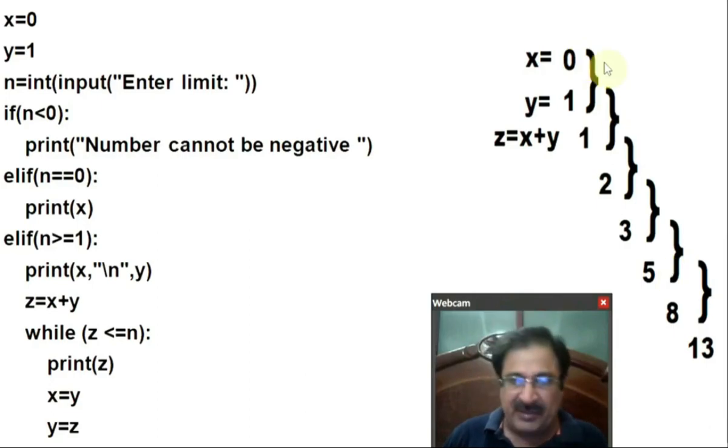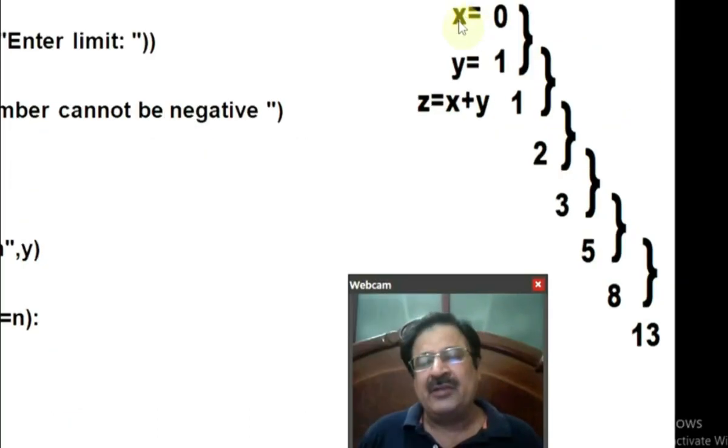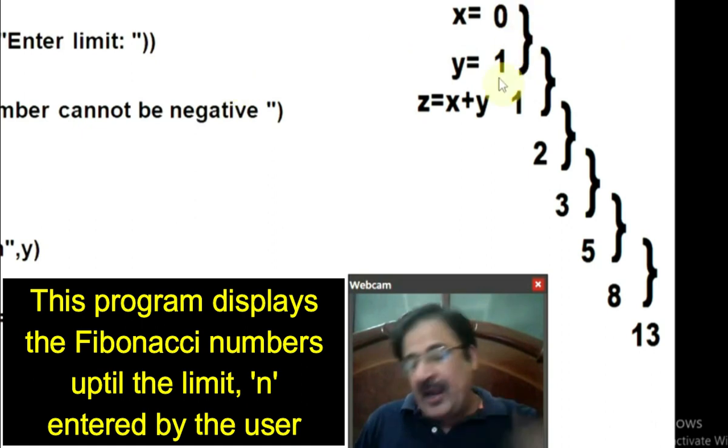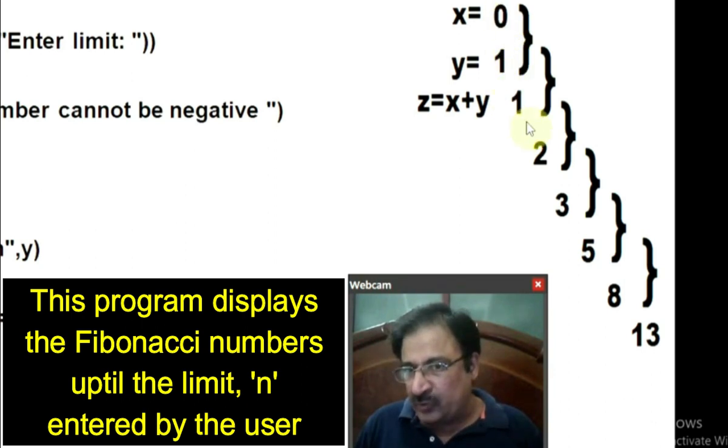These are the Fibonacci numbers. Now what happens in Fibonacci numbers? The two values are fixed. That is, 0 and 1 are fixed. Right? And we add these two values, 0 and 1. What is the addition of 0 and 1? It is 1. Thereafter you have to just add the last two digits.